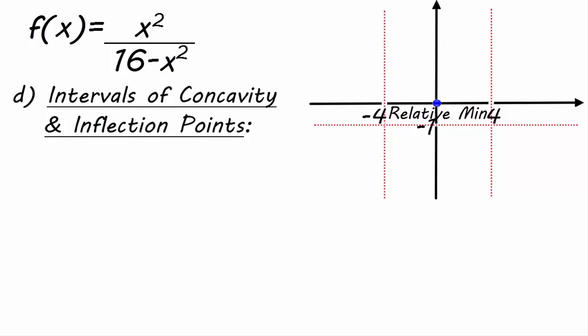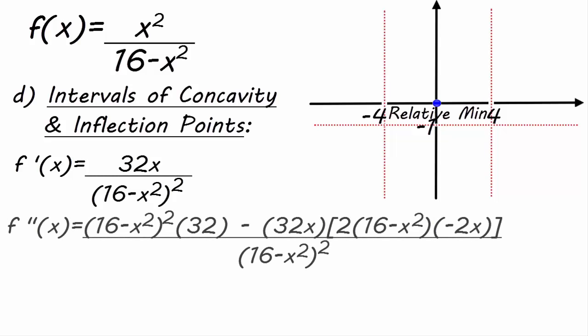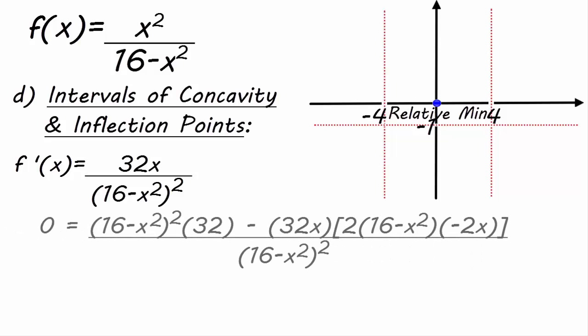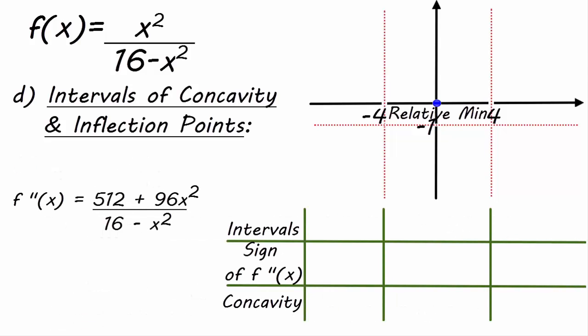Finally, let's look at the intervals of concavity and determine if there are any inflection points. For this, we need the second derivative. Setting this equal to 0 and solving for x gives no solution. So the second derivative does not have any critical points. This means that there will be no inflection points in the graph. So when we make our sign chart, we will just make it around the vertical asymptote values.